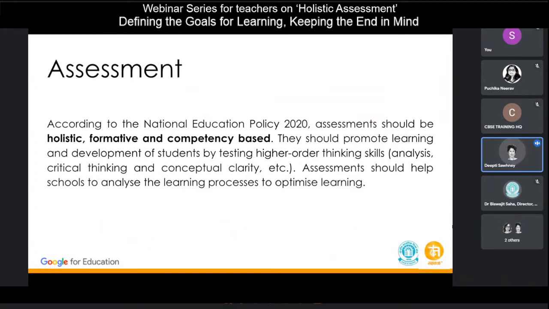It's also talking about self-reflection on your part as a school, as a principal, as a teacher, that whatever learning processes I have implemented in the classroom, are they optimizing the learning that is happening in the class? So this is something which is very, very powerful. So if we go next.